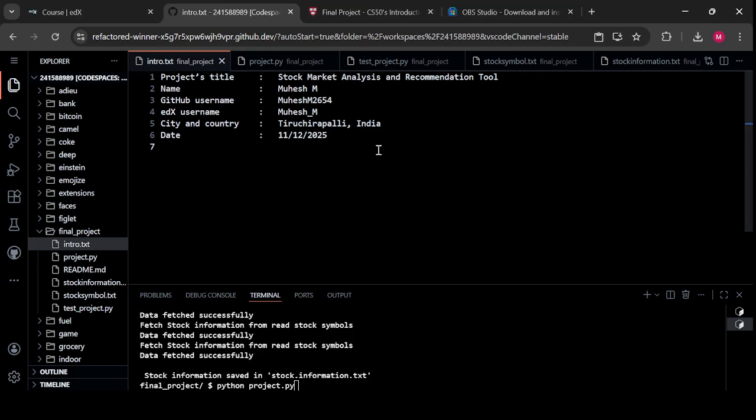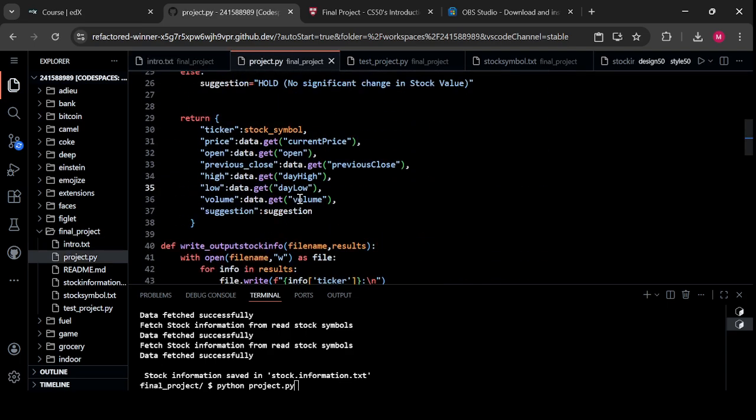Hello all, myself Muheshan. I have completed my final CS50 project titled Stock Market Analysis and Recommendation Tools. So this is my main project file.